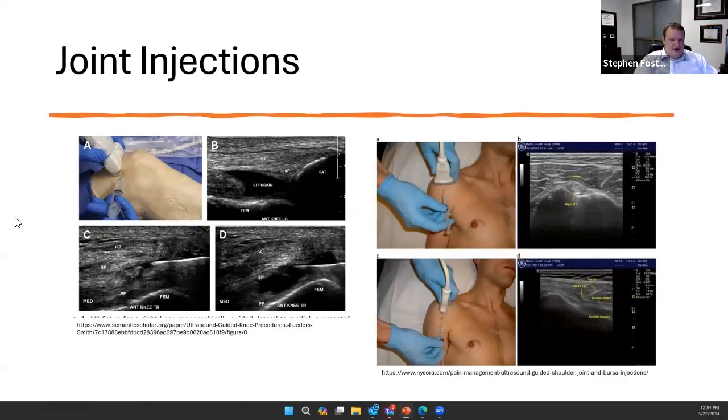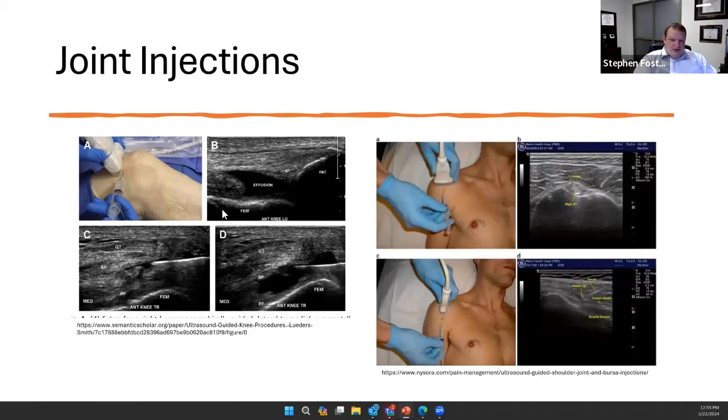So the 2 examples here, the first one is the knee. You're going to put the probe across the top of the knee, and then you're going to shine it on the patella right here, femur right here, and you're looking for joint space to open up between the two. If there's an effusion present, it'll be a large space like that. If there's not, it'll just be a thin line that's present right below the tendon.